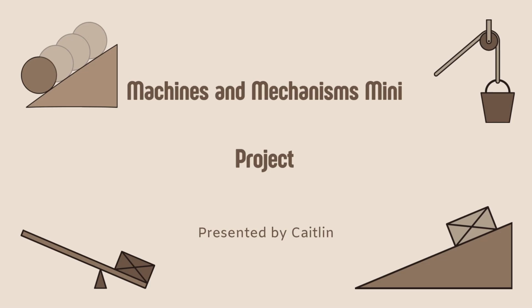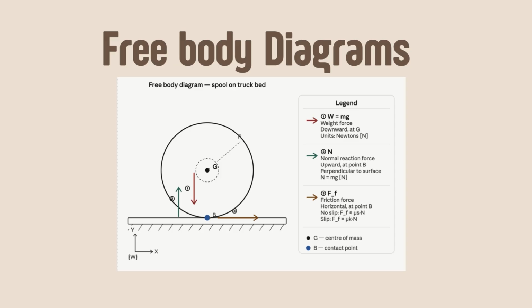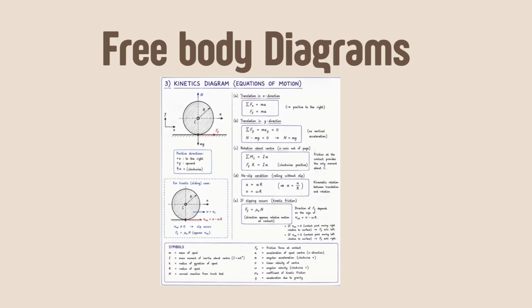This presentation explains two sections from the Machines and Mechanisms MIDI project. Problem 1. A spool of rolled sheet metal rests on a truck bed. As the truck accelerates, friction causes the spool to translate and rotate simultaneously. Free-body, kinematic, and kinetics diagrams were developed to analyze the system using Newton's second law and rotational dynamics.